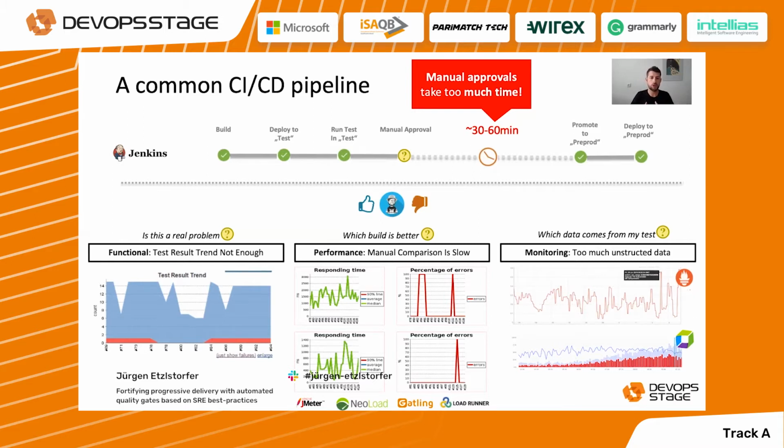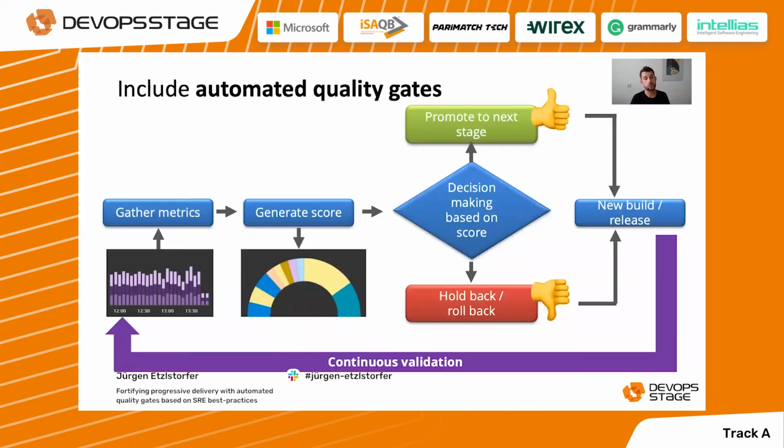And I want to introduce the concept of a quality gate, which is not a new concept, but I just have to clarify what I mean by quality gate in terms of this presentation. So a quality gate is really a decision process that is automated based on some score. So the first part of the quality gate is really to gather the metrics. Once you have the metrics, like the response time, the error rate, memory consumption, whatever metrics you need, you generate a score.